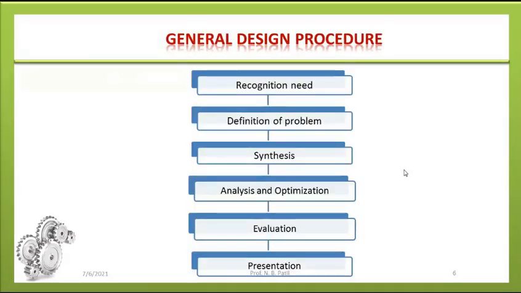General design procedure. These are the steps in the general design procedure. Recognition of need: first of all, you have to identify the need for any particular thing. Then definition of problem: you have to formulate the problem statement regarding completion of the customer requirement. That is nothing but the definition of problem. Then synthesis, analysis and optimization, then evaluation and presentation.